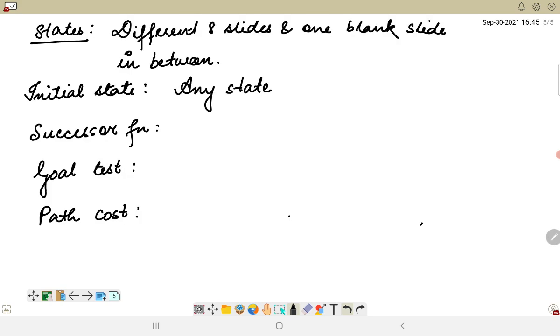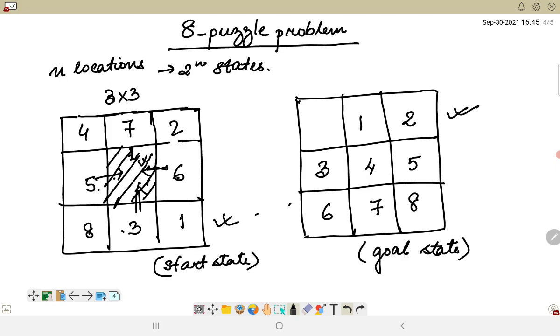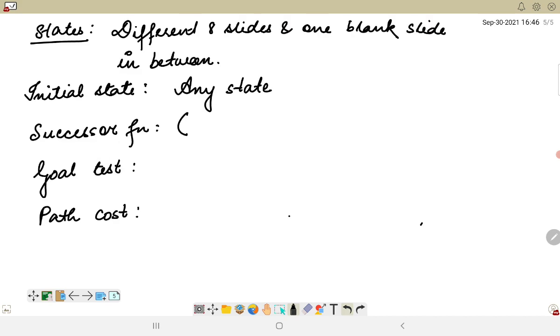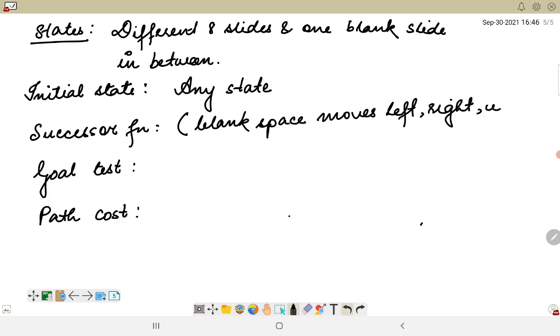And the second one is the successor function. That means you can consider the blank space in between. This blank space can move either left, right, up or down. So you can consider this as the blank space moves left, right, up or down. These are the possible successor functions here. And the goal test would be to check whether the state matches the goal configuration.